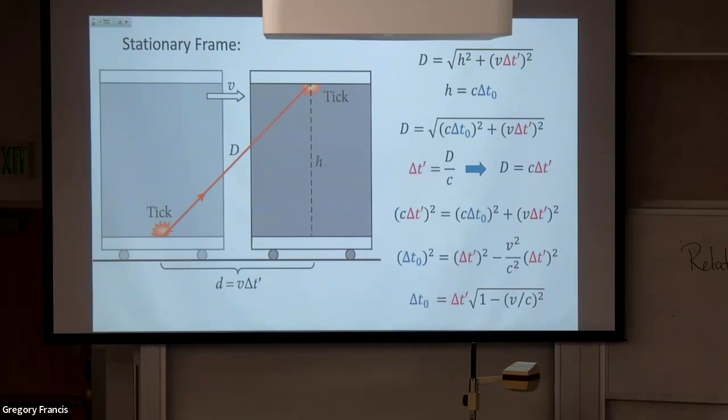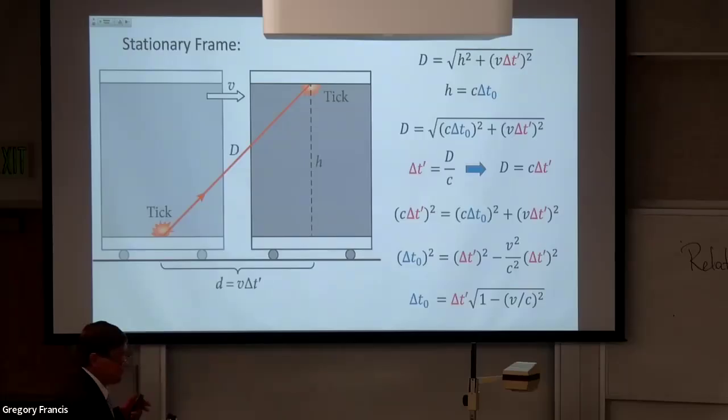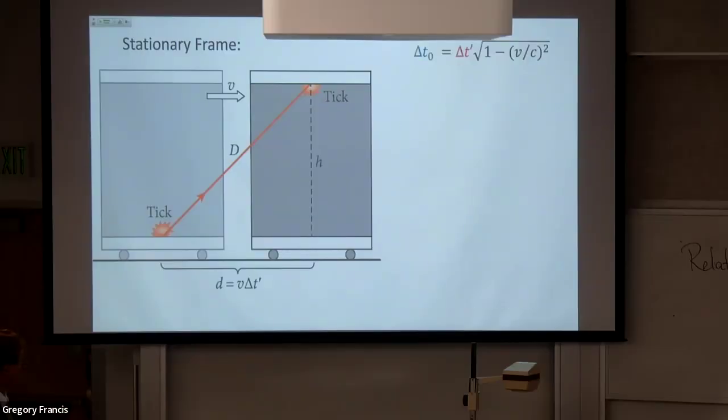Now, let's wrap our head around what this means. The time between ticks is going to seem shorter for someone that's moving with the cart. But someone looking from the sidewalk is going to say, oh, I saw that as taking longer. I saw that as taking longer.